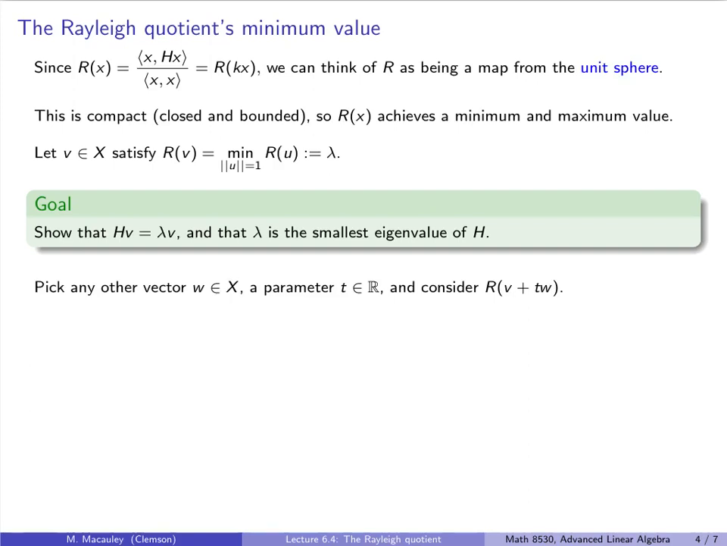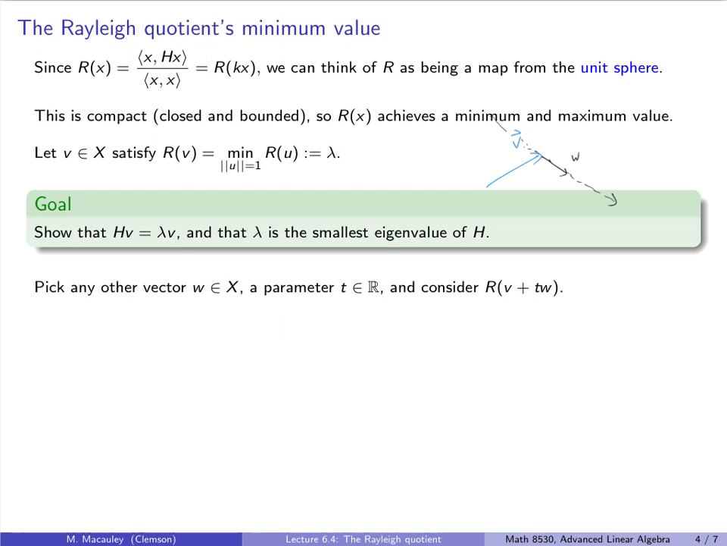And we will do this by taking any other vector w, a parameter t, and considering the real valued function of t, r of v plus tw. Now what are we really doing here? This is v, some vector in a large n-dimensional vector space. And since the Rayleigh quotient is minimized here, if we go in any other direction, it's either staying the same or getting bigger. So let's pick another direction, let's call this w. And then v plus tw is parametrizing the path through v in that direction. And because it achieves a minimum here, this is a critical point, a local minimum of this single variable function. So think in the calculus sense.